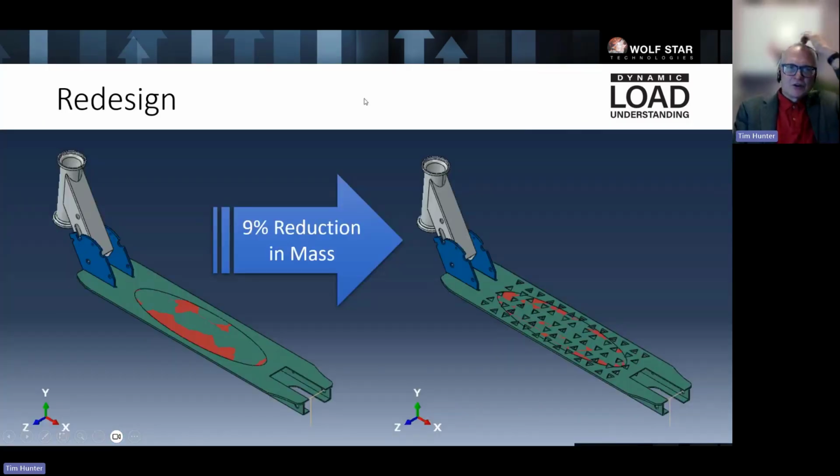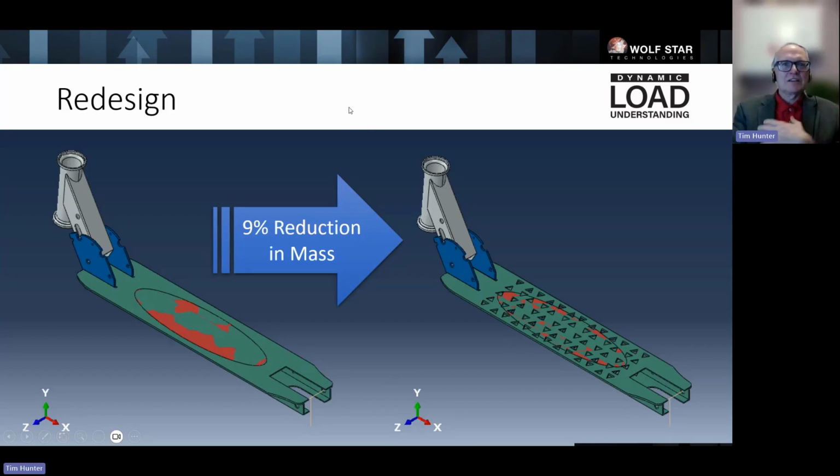So I went into the FEA modeling tool, and I made some redesign here. I came up with this little pattern of little triangular shaped holes, and I pushed this through the structure, and basically took out all these little holes in the footboard for my Razor scooter here. It was a 9% reduction in mass. It might look cool. I don't know what cool is, but there you go.